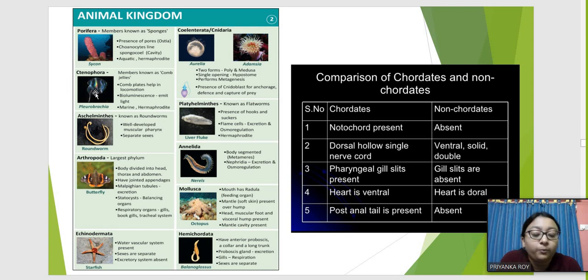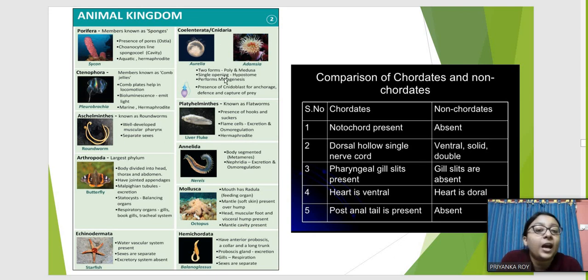And Ctenophora, moving on to the next phylum, are known as comb jellies, and the comb plates help in locomotion. Like I have already discussed, eight comb plates are usually there in the Ctenophorans, and they have a special property known as bioluminescence, or they emit light. They are also marine organisms, and before that I forgot about Cnidaria.